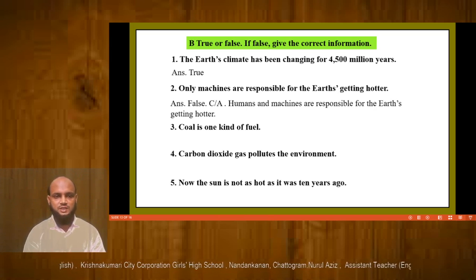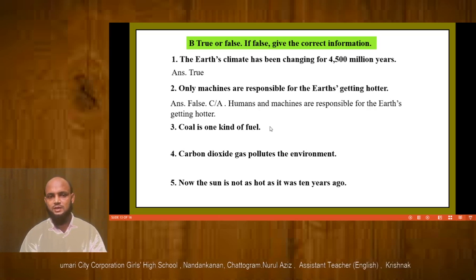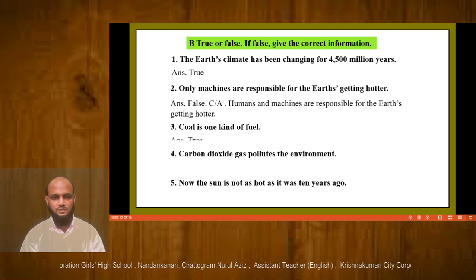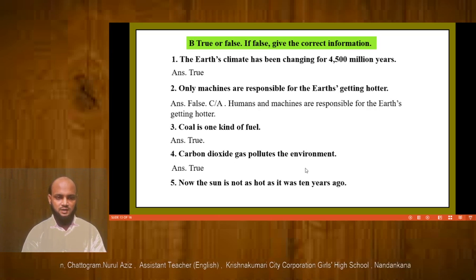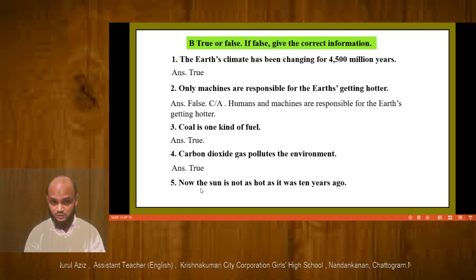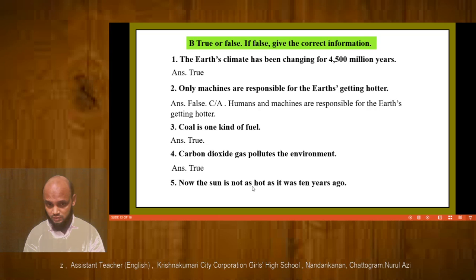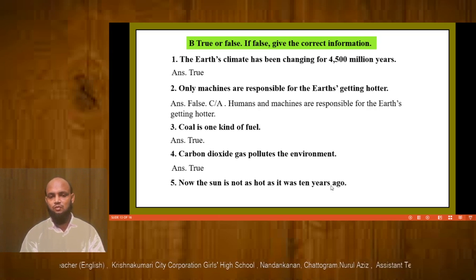And we have question number 3. Coal is one kind of fuel. This is true. And this is too easy. And carbon dioxide gas pollutes the environment. This is also true. And the last one is: the sun is not as hot as it was 10 years ago. What do you think?